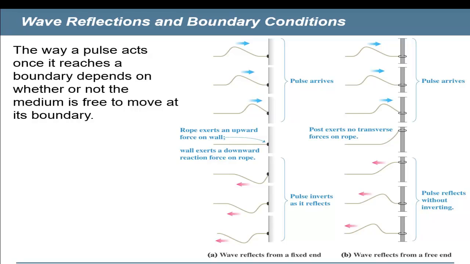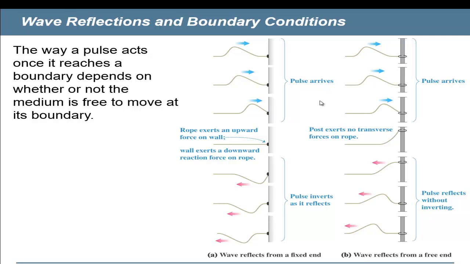If we have the boundary in figure A here, the pulse hits its boundary, and it's fixed at the boundary, right? So it's fixed down here, so it's not allowed to move. And then in B, we'll look at the wave being reflected from a free end, so when it comes in, this is free to move up or down as it wants. So those are the two different scenarios we'll look at here.